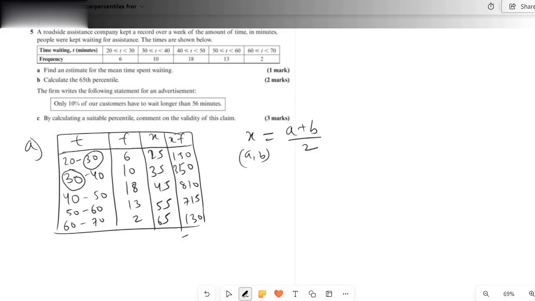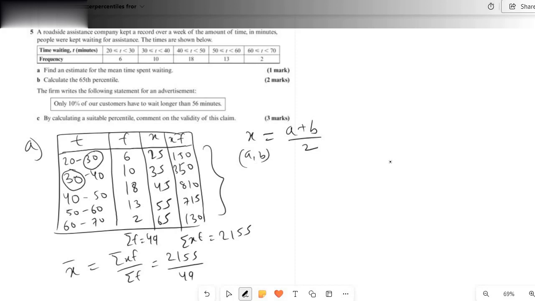We can calculate the summation of xf, being 2155, by adding all of them. And similarly, the summation of f will be 49 by adding all of the frequencies. And therefore, the mean will be summation of xf divided by summation of f, which is 2155 divided by 49, which is approximately 44.0 minutes to 3 significant figures.